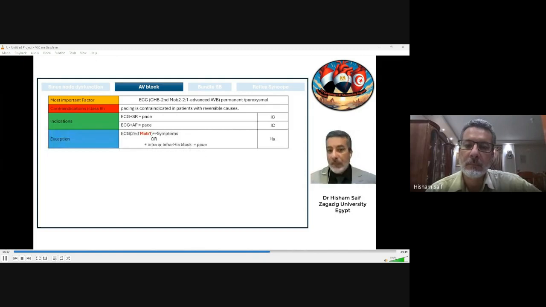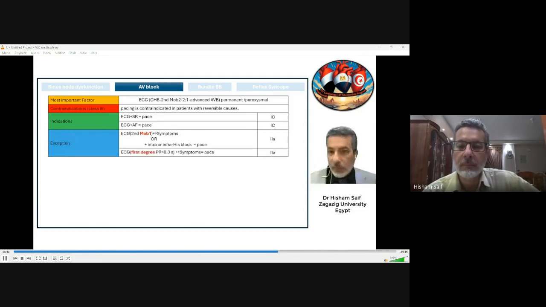The first exception is a patient with second-degree heart block Mobitz type 1, if symptomatic, and if there is a strong correlation between the symptoms and the ECG. If we couldn't find a correlation and an EP study was conducted and showed an intra- or infranodal block, a pacemaker can be implanted in this group of patients. Observe that the patient must be symptomatic.